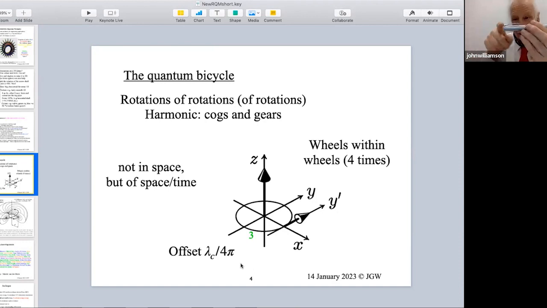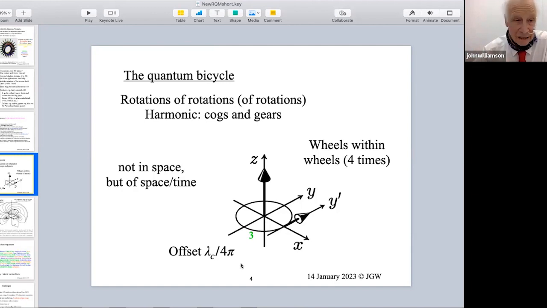That's half a wavelength here, then another half wavelength going back again. How does the electron do that? How can the electron be so ridiculously flexible in size and yet remain quantum mechanical? Well, the quantum bicycle is the theory, the model, which describes this to a certain extent.